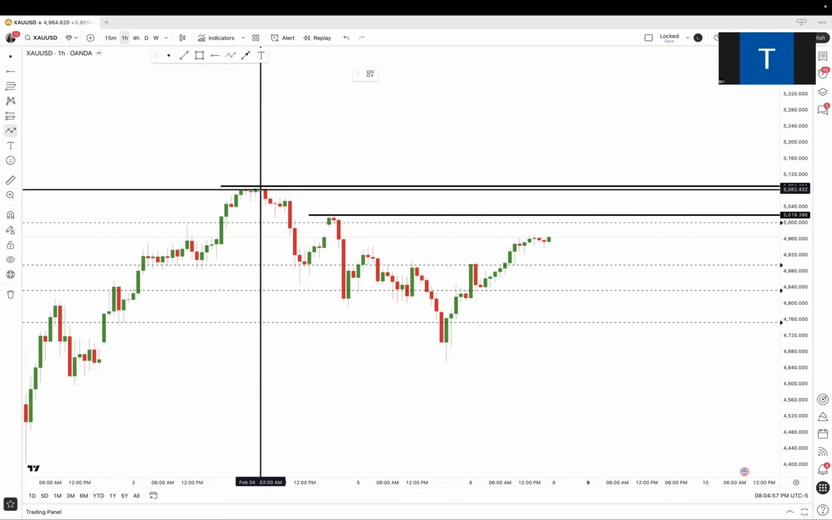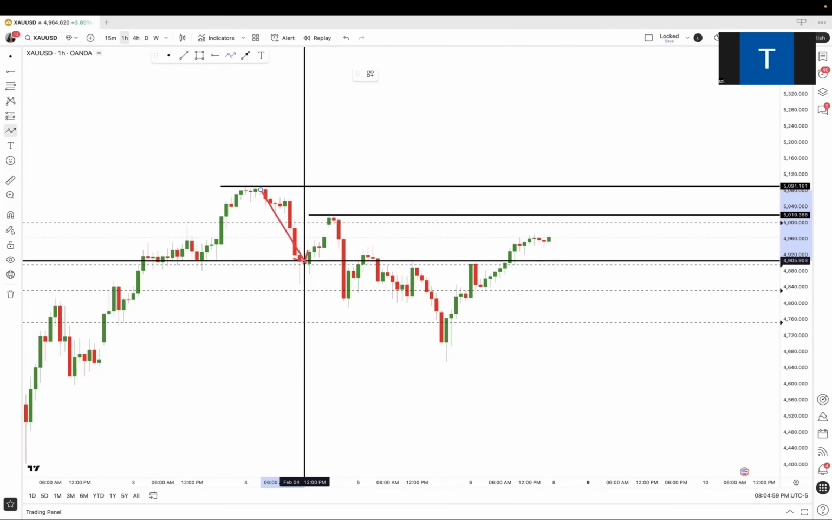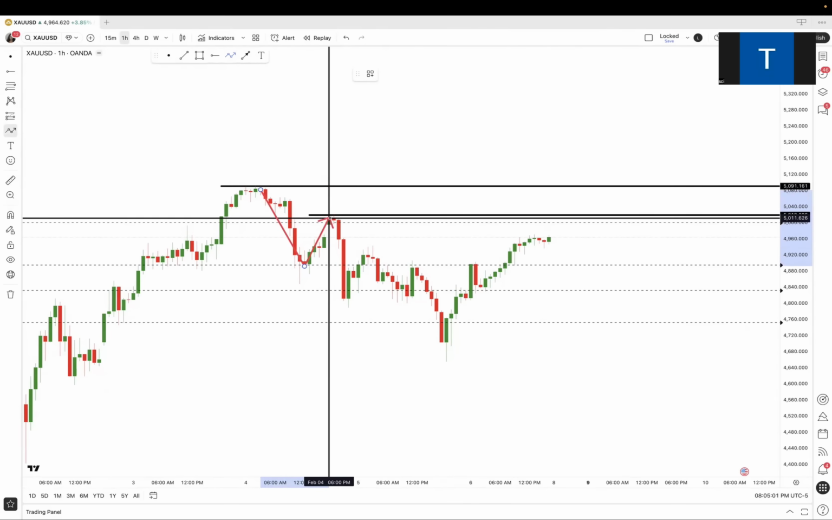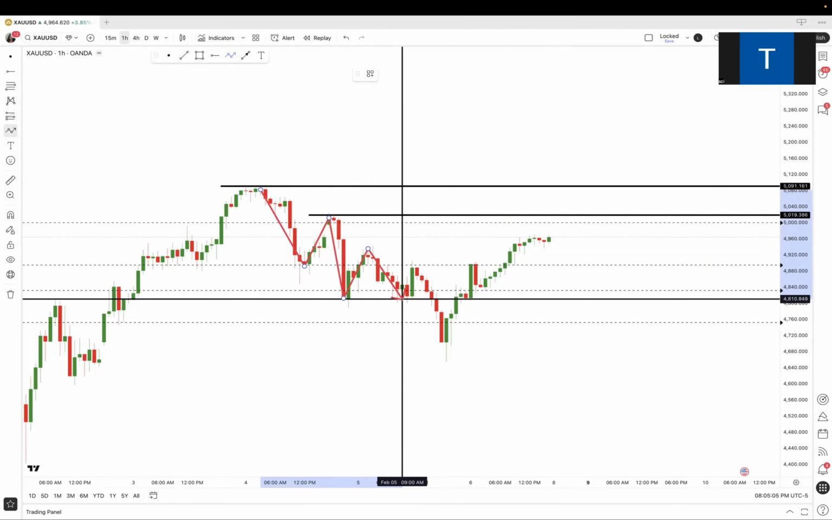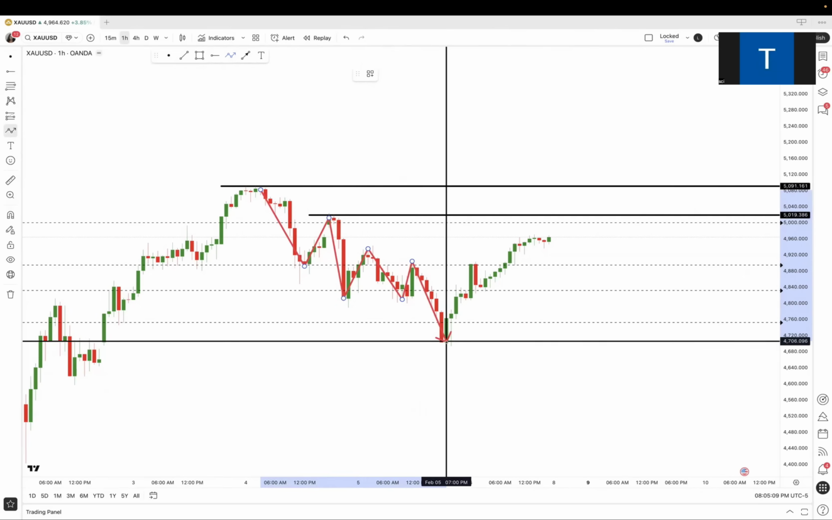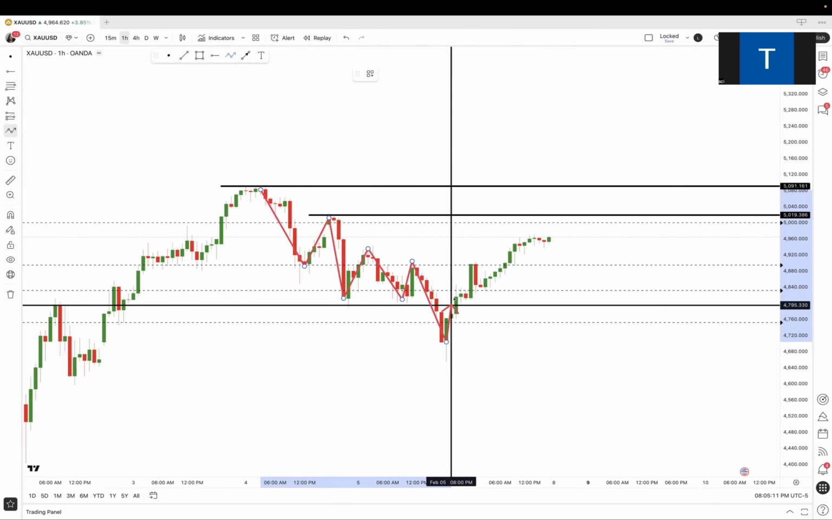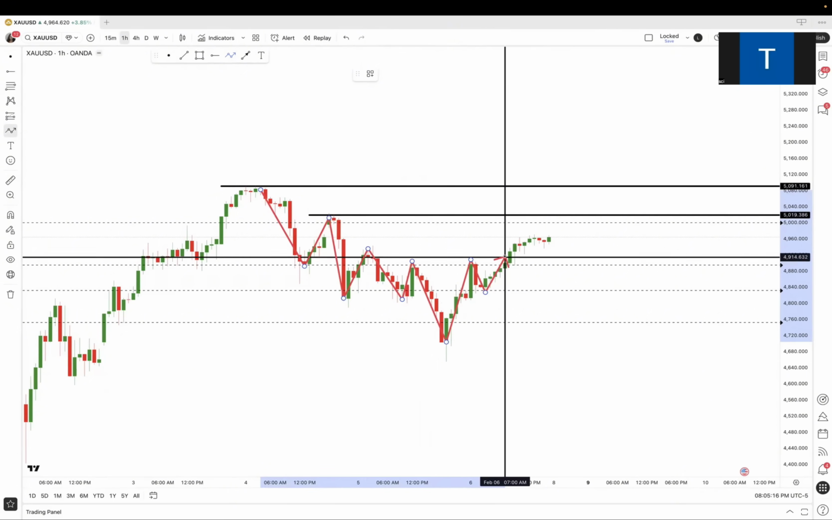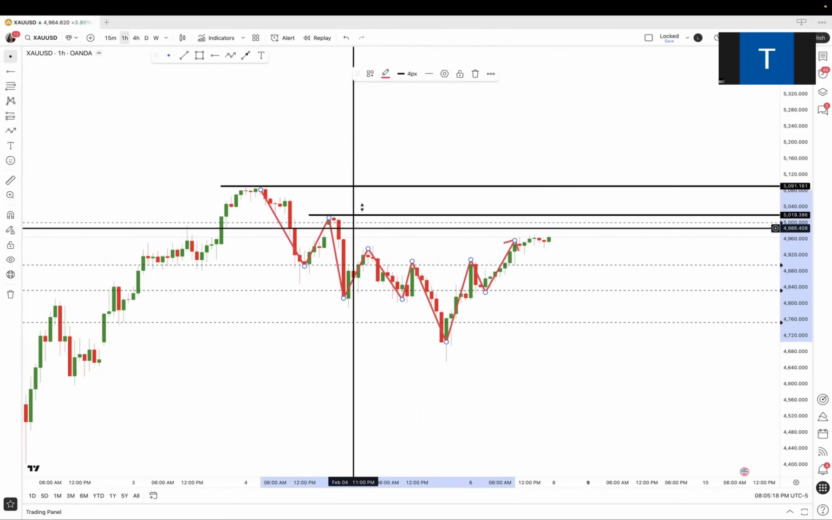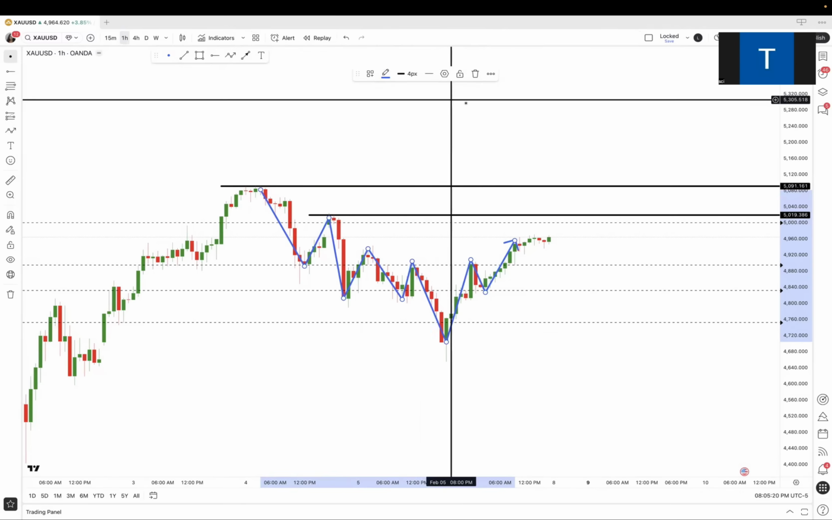Matter of fact, let's do it this way. Higher low, lower high, lower low, lower high, equal low, which is still a lower low, lower high, lower low, right? Then equal high, higher low, boom. What happens? What did I tell you when it comes to uptrends?